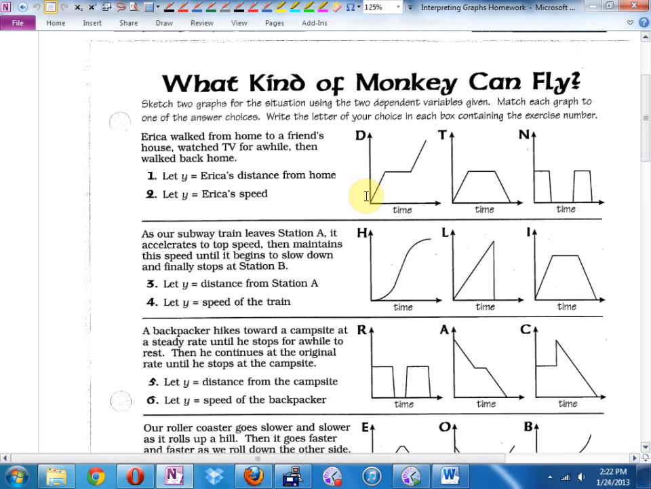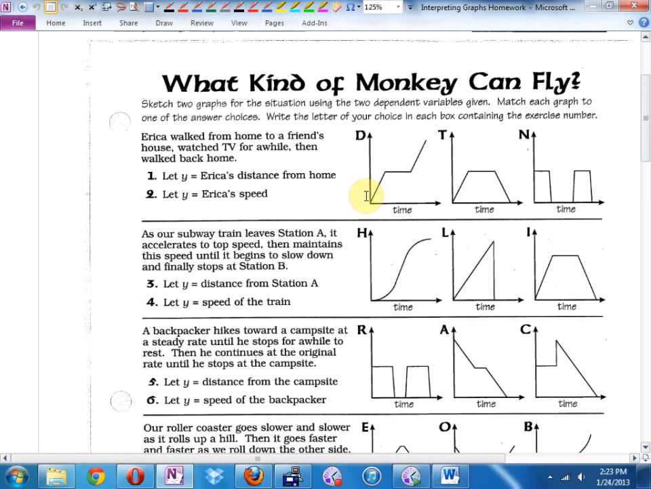So she walked to her friend's house. What would happen to her distance from home as she walks? Should be getting bigger. I'm looking for a graph that does this. Then she stays at her friend's for a while. Time keeps moving forwards, but what happens to her distance from home if she's staying in one spot? Okay, I'd be looking for something horizontal. And then what does it say? She walks back home. And I think that one, yes? Because her distance would get back to 0.